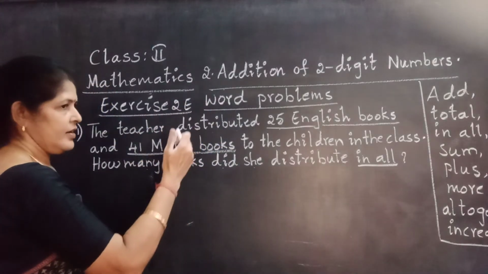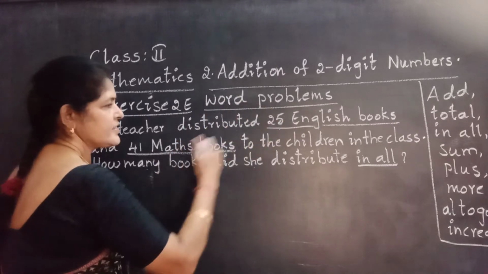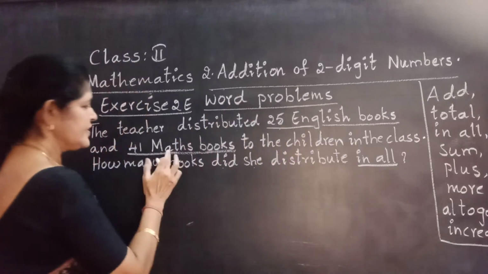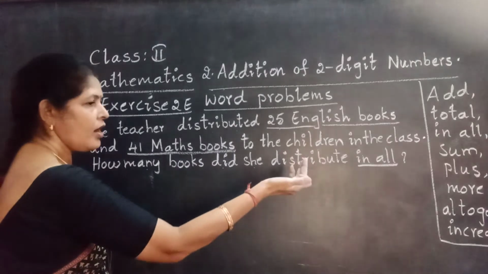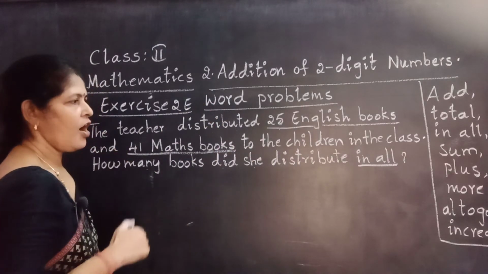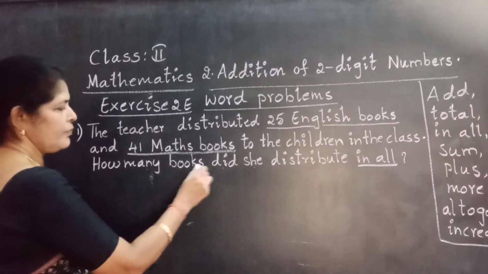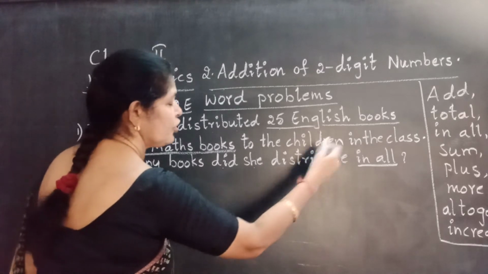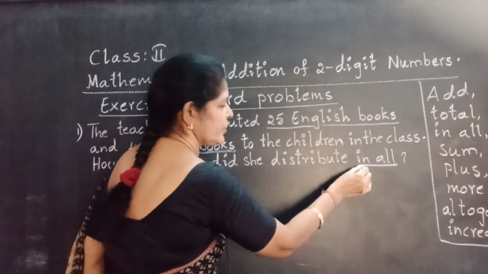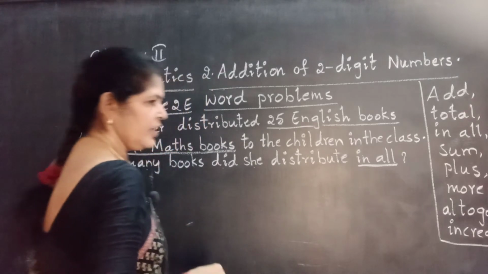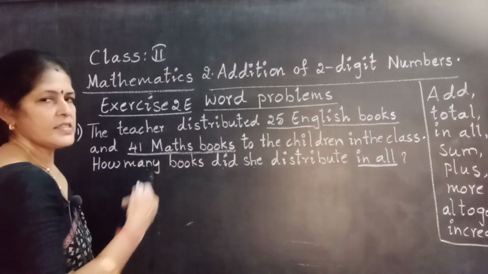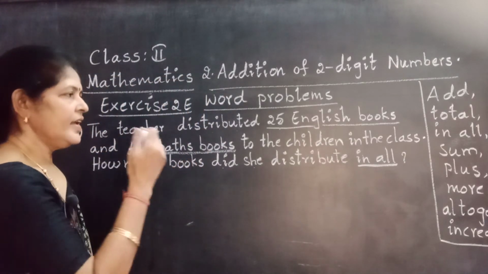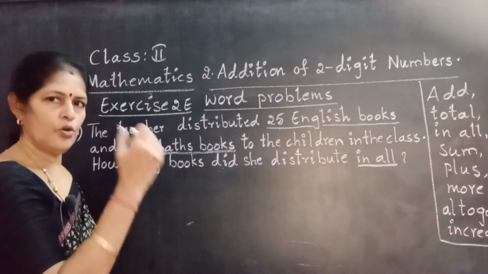Here, two kinds of books. First one English, second one maths. In all means total. How many books did she distribute in all? In all is an addition word. That means we get the answer by addition. Here we find out the total.